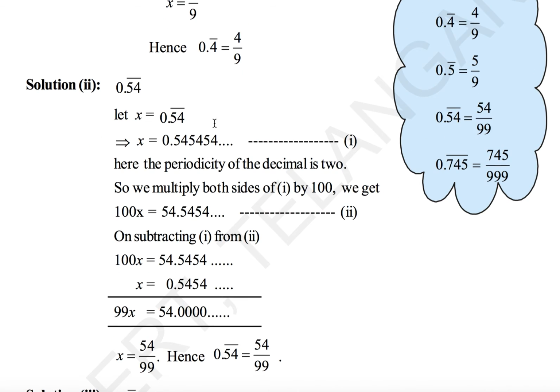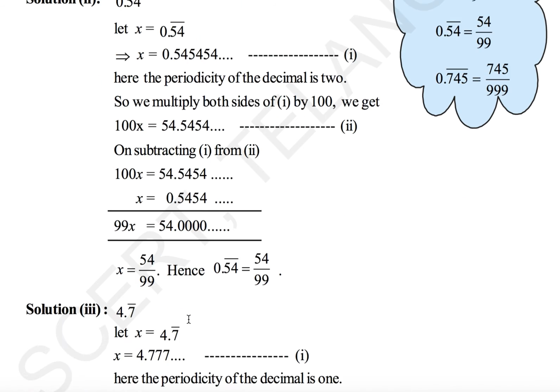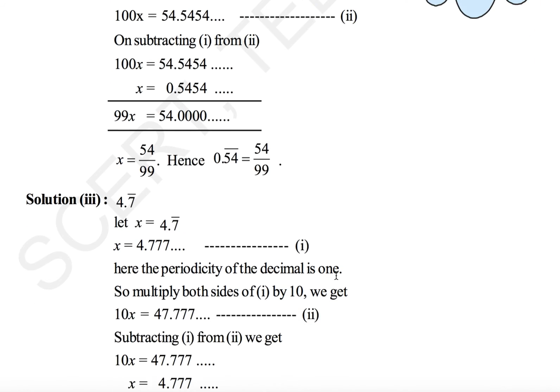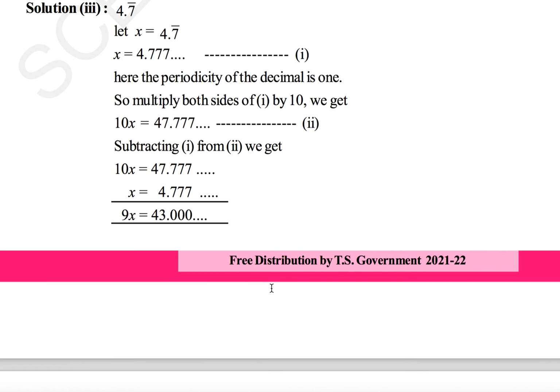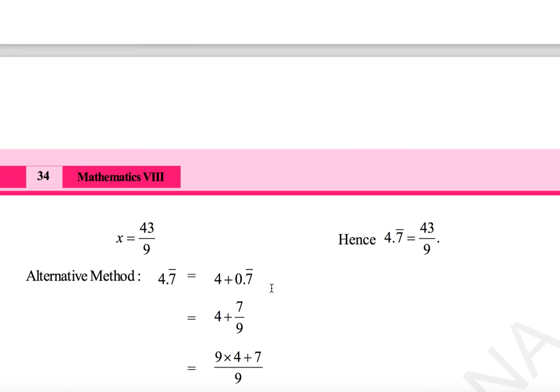Let's see another example. 0.54 bar, how many digits are repeating? Two digits, so multiply it with 100. Now see, the decimal parts are equal, so subtract x from 100x, you will get 99x. Here it is 54, x equals 54 by 99. Another problem, 4.7 bar, so multiply it with 10. So 10x is 47.777, x is 4.777. If you subtract, you will get 9x is 43. So x is 43 divided by 9.